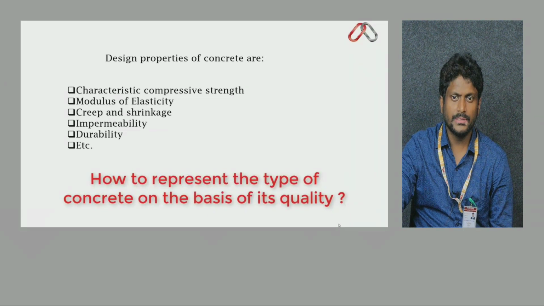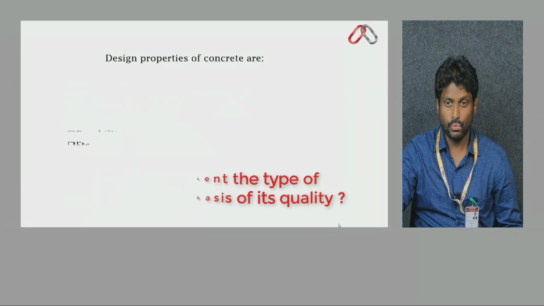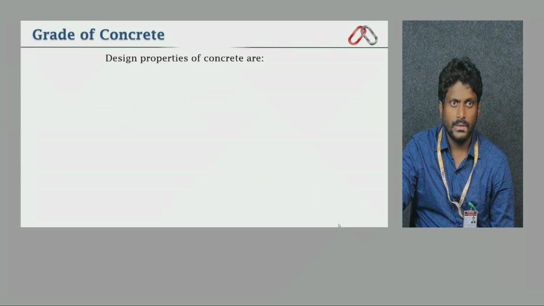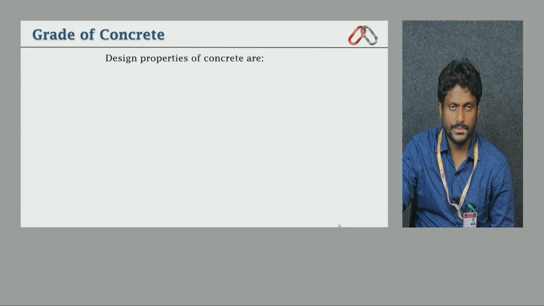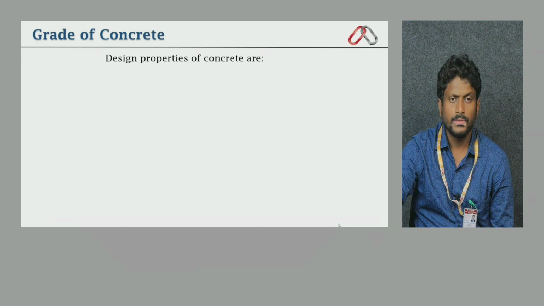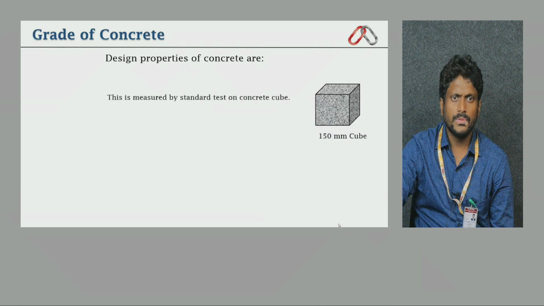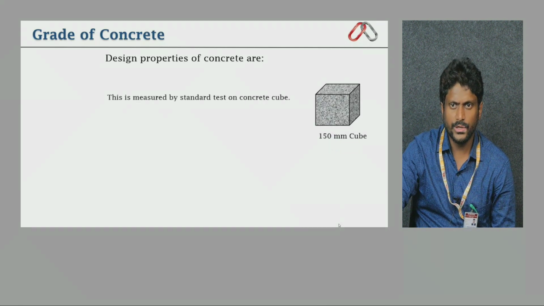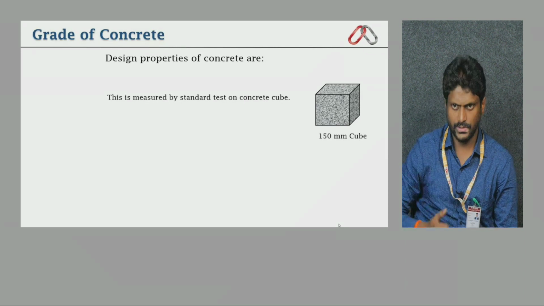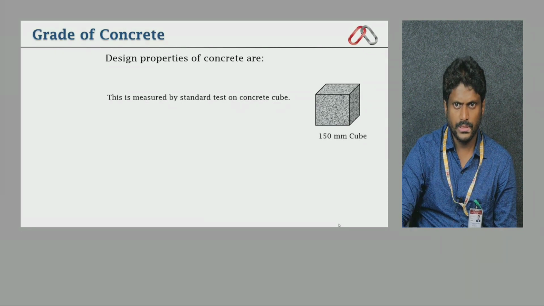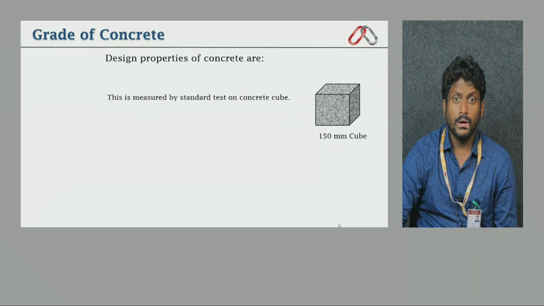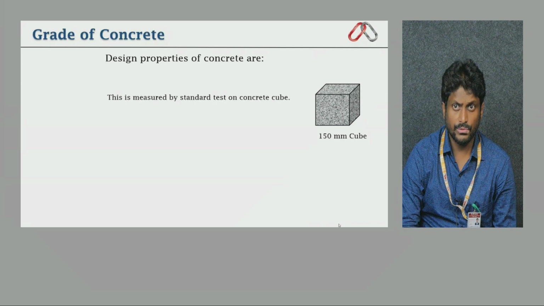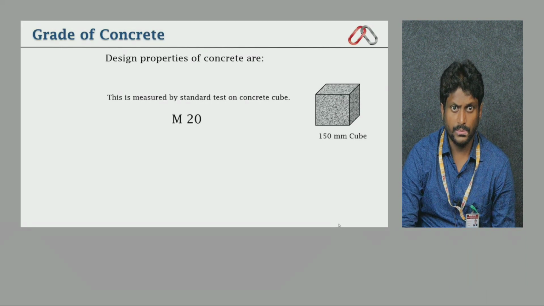Then how to represent the type of concrete on the basis of its quality? It's a question. If you talk about the grade of concrete, this is measured by standard test on concrete cube, that is 150 mm by 150 mm cube, which is there in the laboratory, the standard cube. So from this you can ensure how the concrete is getting measured.